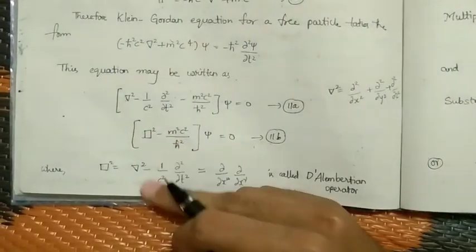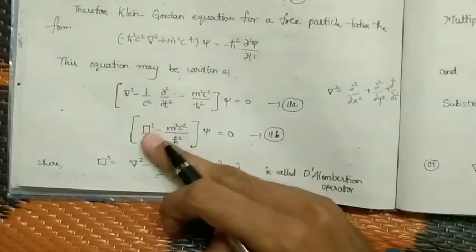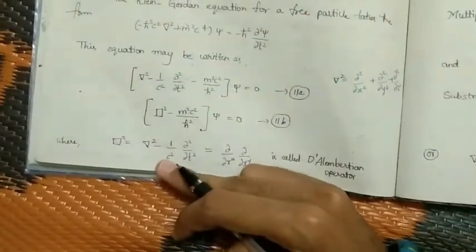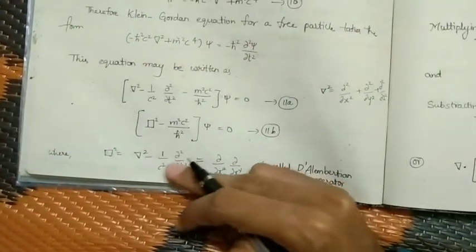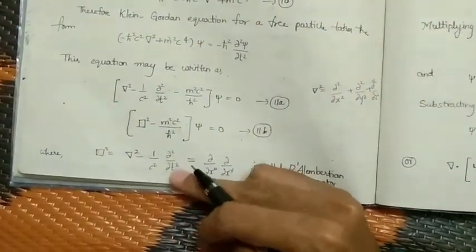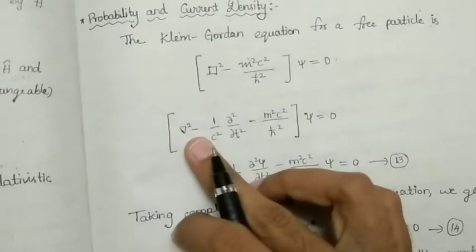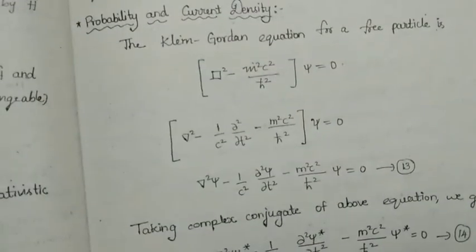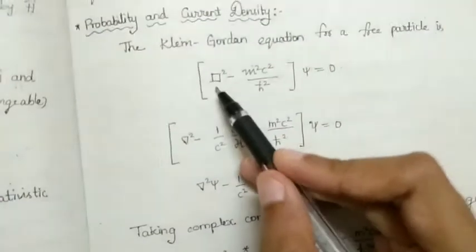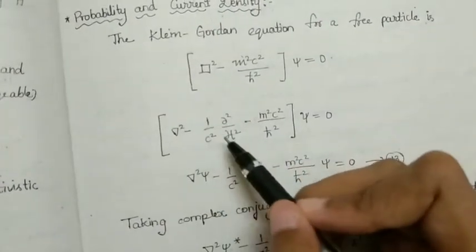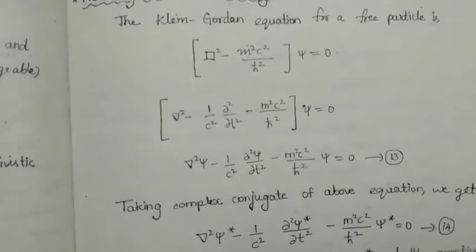the D'Alembert operator. The D'Alembert operator consists of second order derivatives of space and time, both put together: del square related to space minus 1 by c square, dou square by dou t square related to time. So in the place of this D'Alembert operator, we are replacing it with del square minus 1 by c square dou square by dou t square.